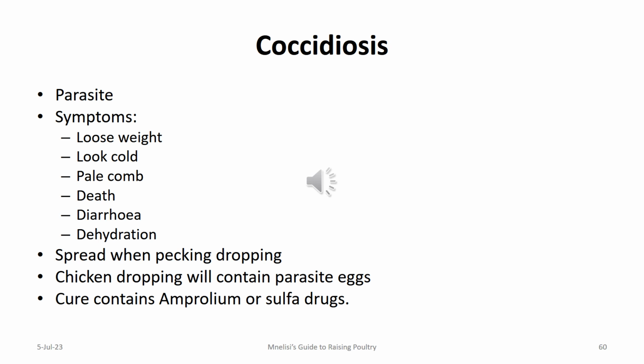Coccidiosis. This is a parasite with the following symptoms. A chicken will lose weight, will look cold, you will see a pale comb, diarrhea, dehydration, and death. Chicken droppings will contain parasite eggs. It does spread when chickens are pecking droppings with parasite eggs. A cure contains petroleum or sulfur drugs.